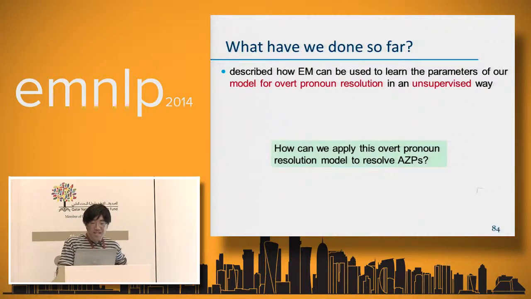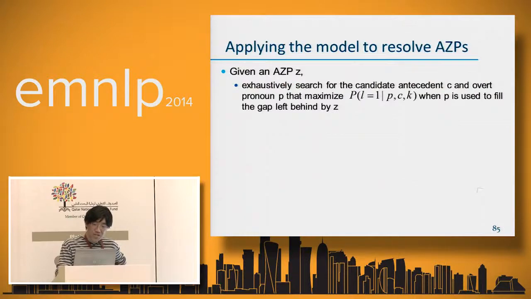And so the question then is, how can we apply this overt pronoun resolution model to resolve our anaphoric 0 pronouns? Here's how we apply this model to resolve AZPs. Given an anaphoric 0 pronoun Z, we exhaustively search for the candidate antecedent C and overt pronoun P that jointly maximize this particular probability: the probability that overt pronoun P and candidate antecedent C are coreferent given the pronoun, the antecedent, and the context K, when this overt pronoun is being used to fill the gap left behind by the 0 pronoun Z.